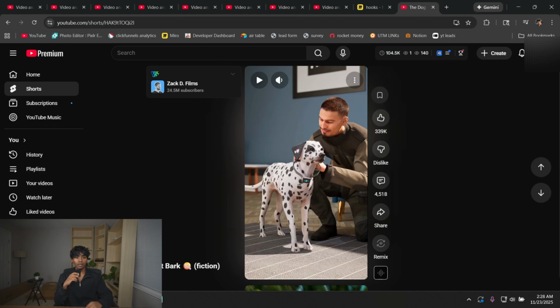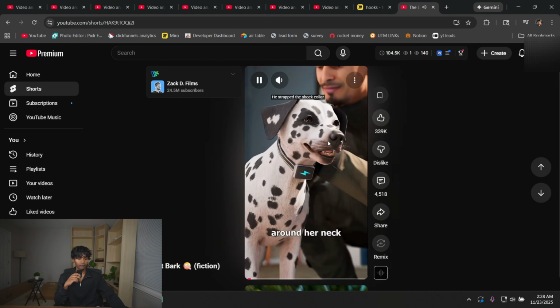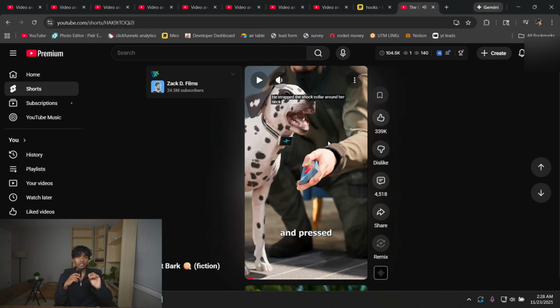Now, this video here is talking about a guy putting a shock collar on a dog. And normally, if you're using a hook, you could say something like, "You won't believe what happened when you put this shock collar on this dog." But look what Zach does here. He strapped the shock collar around her neck. Do you see the slight difference? Instead of saying, "You won't believe what happened when this guy did this," he just went straight into "he did this," right?